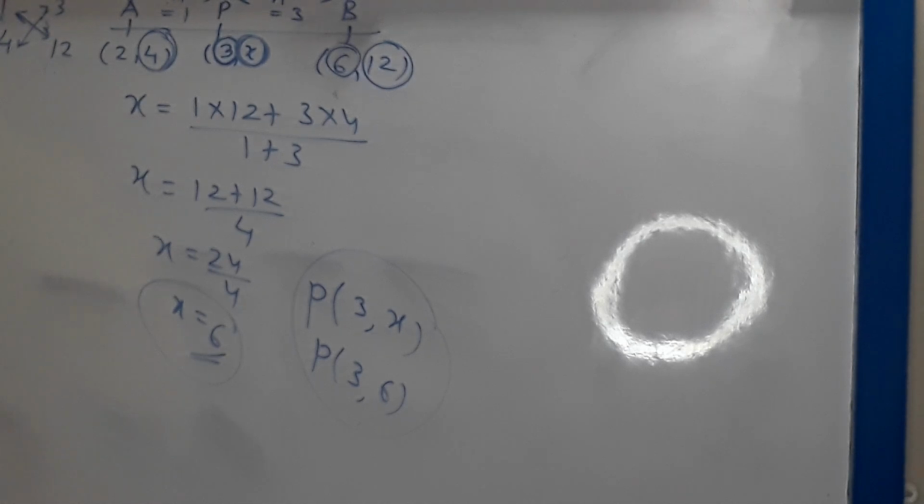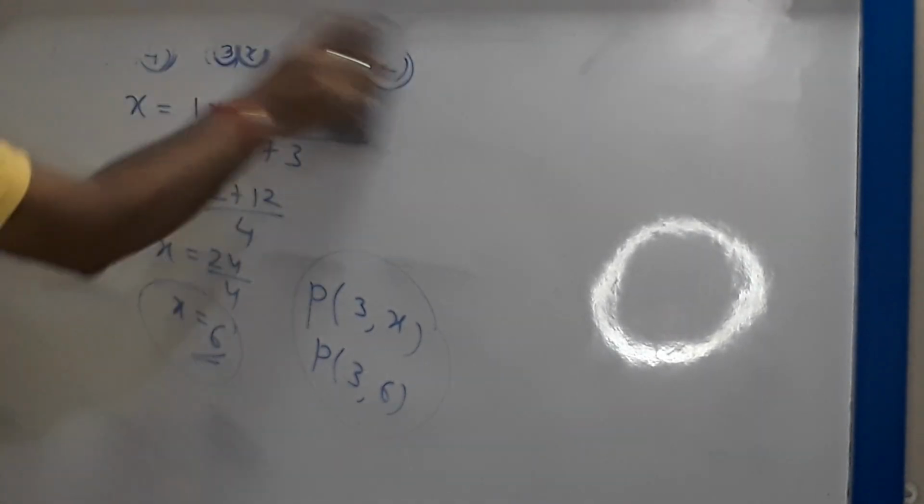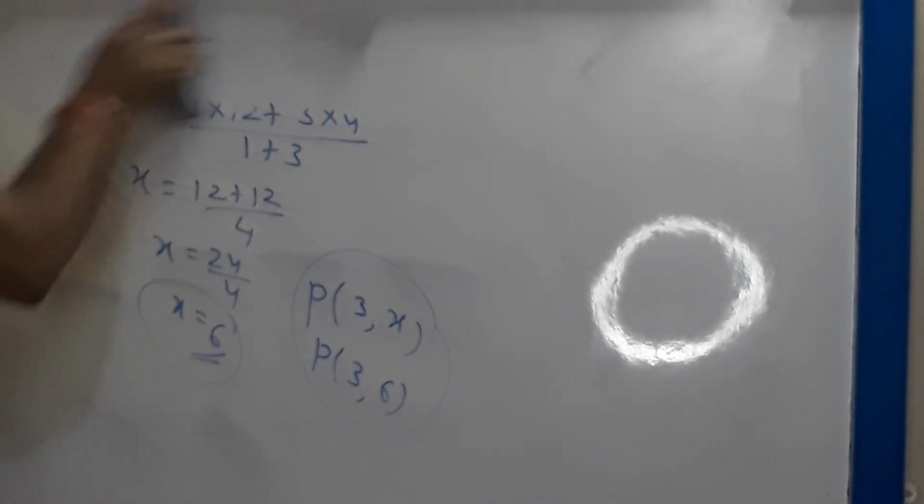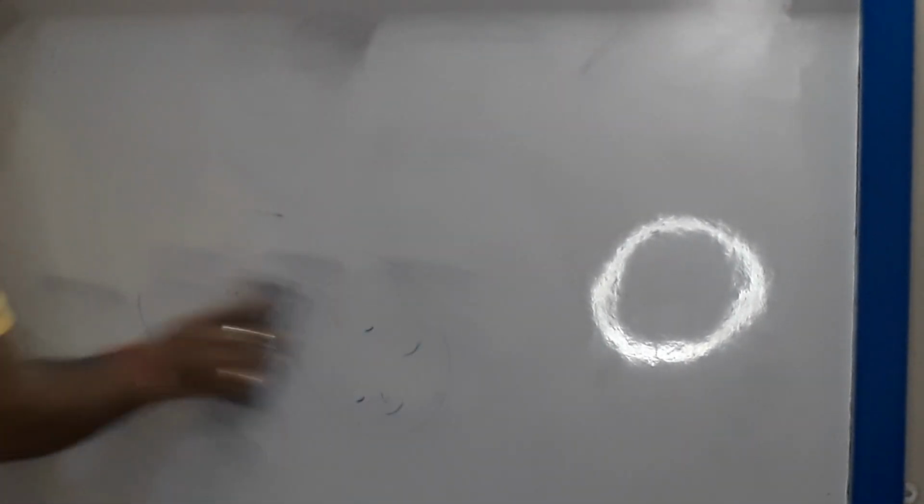Got it? Followed? So using the section formula, find the ratio or find the value of the unknown. This is one type of problem: using the section formula, find the ratio in which a point divides the line segment joining two points. Now let us take another example.